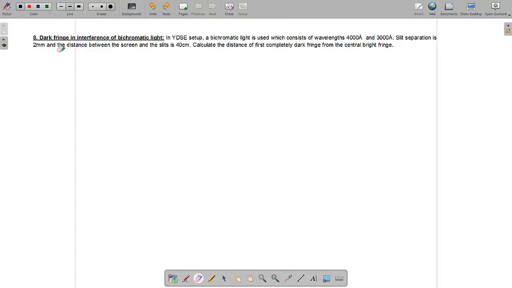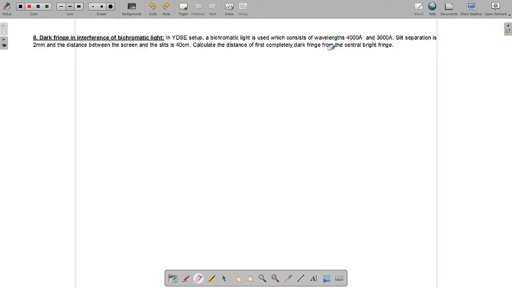This is a question about the dark fringe in the interference of bichromatic light. There's a YDSE setup which is made up of bichromatic light. It consists of wavelengths 4000 angstroms and 3000 angstroms. The slit separation is given as 2 mm and the distance between the screen and the slits is given as 40 centimeters. We are supposed to calculate the distance of the first completely dark fringe from the central bright fringe.